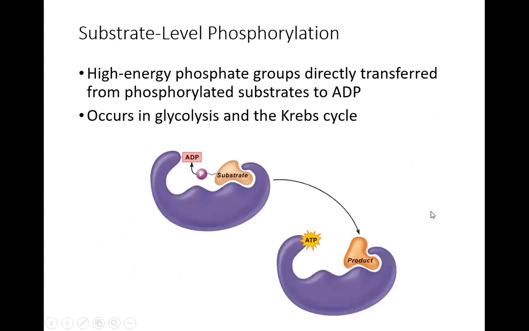This is substrate level phosphorylation. It takes place in the cytoplasm. It's the first part of cellular respiration, in what we call glycolysis. You have your enzyme, you have your substrates in place. You have the 2 molecules land there on the active site, and you transfer the phosphate from one to the other. Substrate level phosphorylation. Glycolysis uses this.